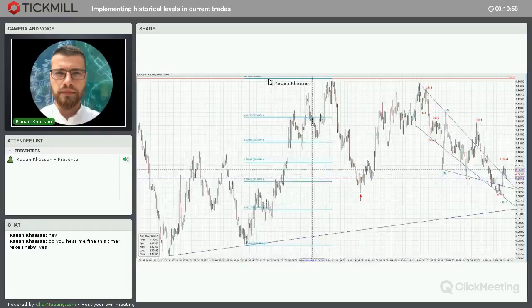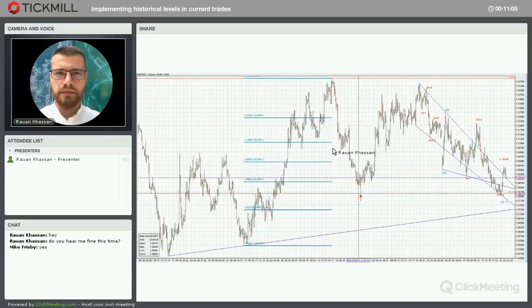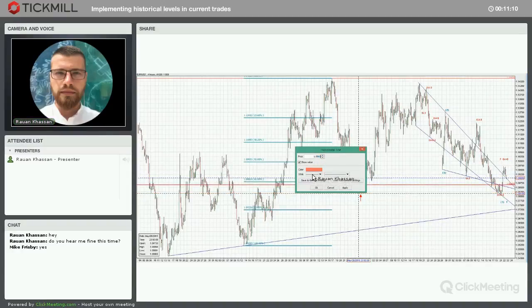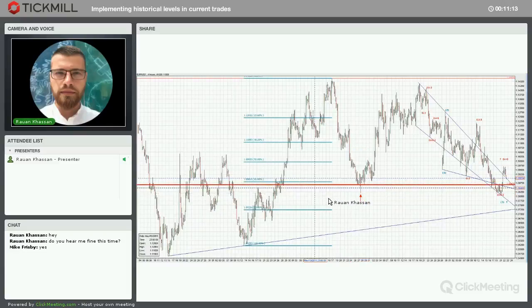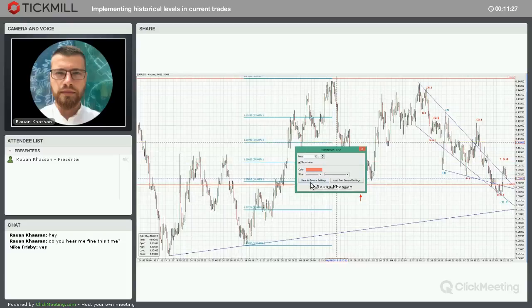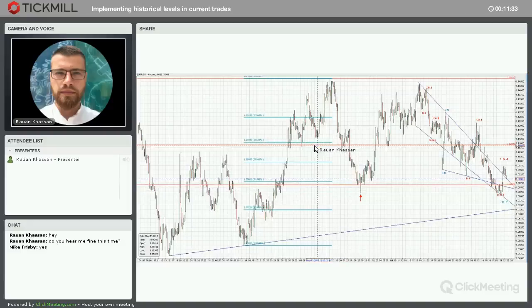So the first level to watch is 1.0865. Let me mark it with a bright color and a thick line. And the other study is 1.1090. Let me do the same. So we start with the lower line.